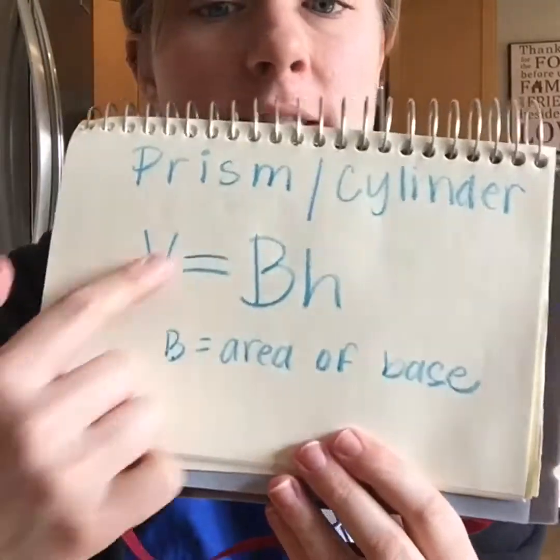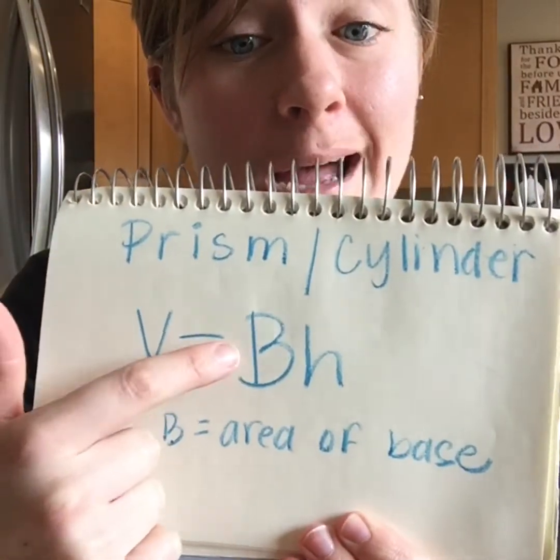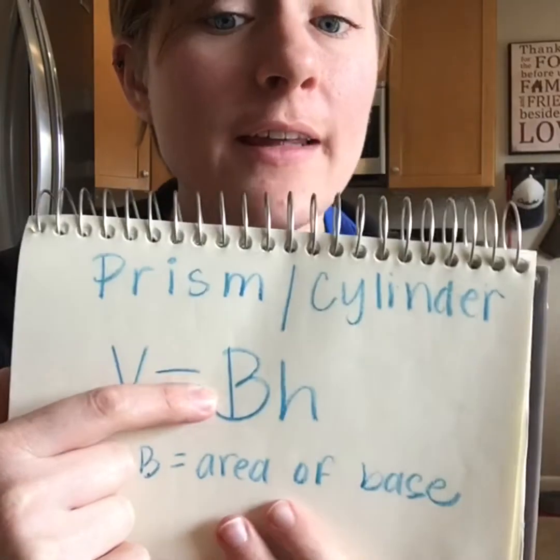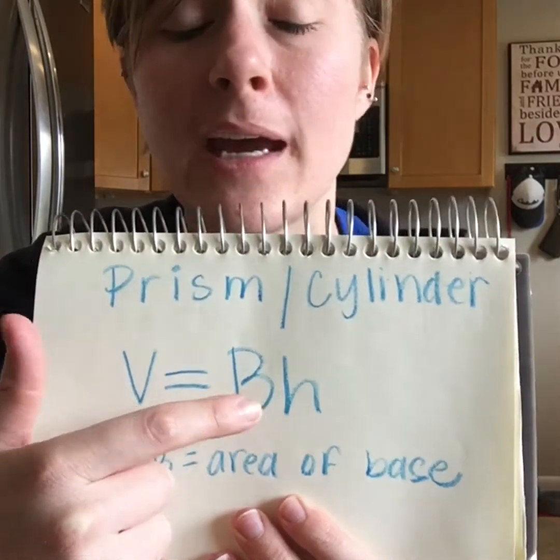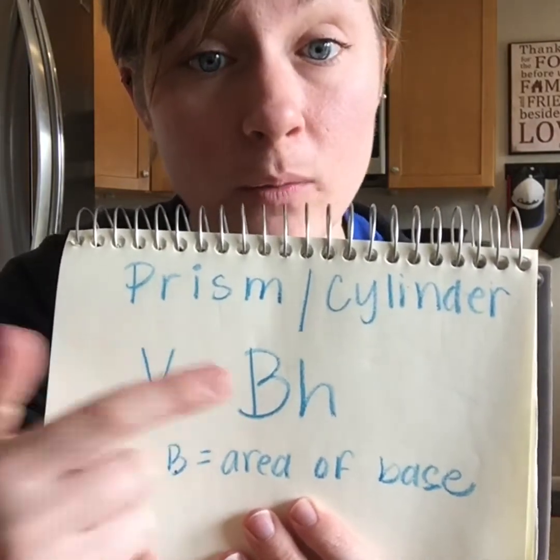Now, what if your base was a circle? Then we're talking about cylinders, okay? It's the same formula, except how you find this capital B is different. To find that capital B, you find the area of a circle, which is pi r squared. So we're just going to use this, this is all I got right now. This is a cylinder. Just pretend it went straight up and down. So we could measure this circle, do pi r squared to find its area, and then multiply that by the height, okay?